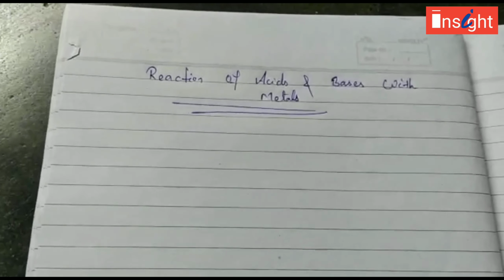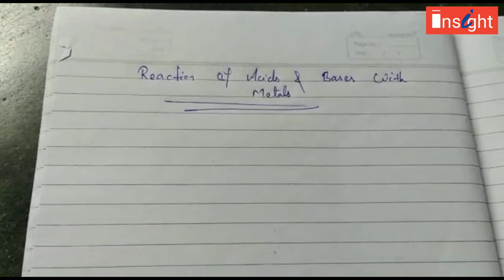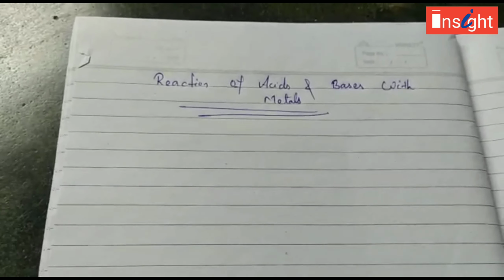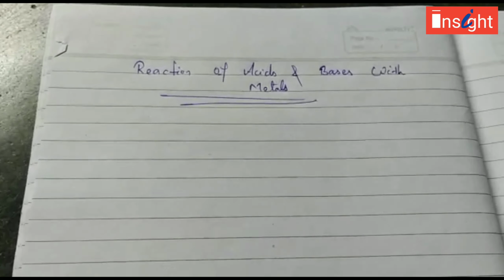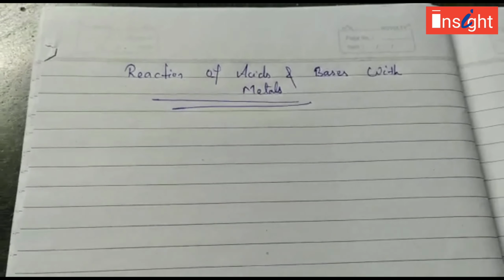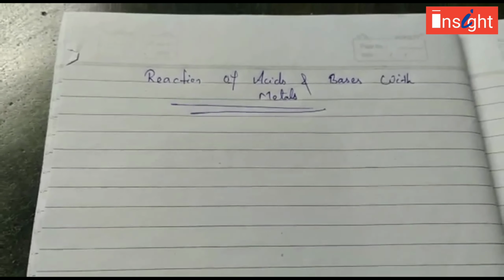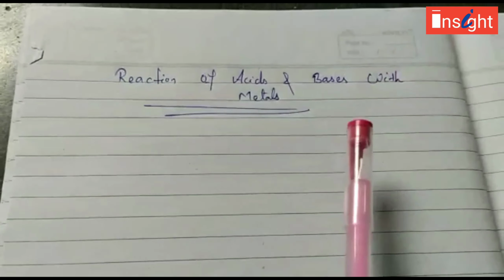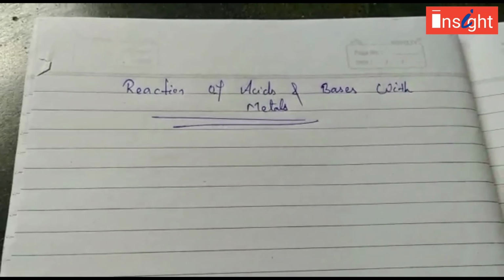So in the previous classes, I had told you about the properties of acids and bases, a few physical properties of acids and bases, and the indicators which are used to indicate a substance as an acid or a base, or olfactory indicators. So now we will study the reactions of acids and bases with metals. With metals, how are acids and bases reacting?